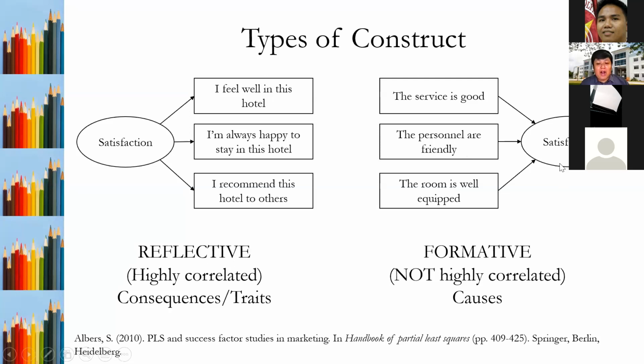So satisfaction here means it was measured formatively. Okay, why do I emphasize the difference between a reflective construct and a formative construct? Because if we will be utilizing a reflective construct and a formative construct, there are also different ways on how to measure their level of reliability and level of validity. The way we measure the level of validity in a reflective construct is different from the way we measure a formative construct in terms of validity.